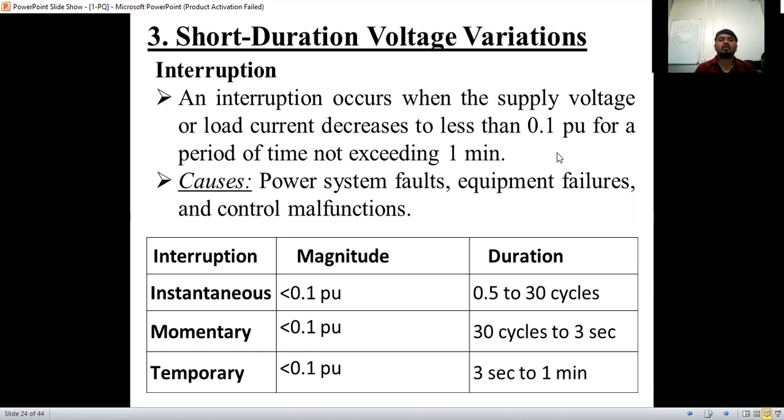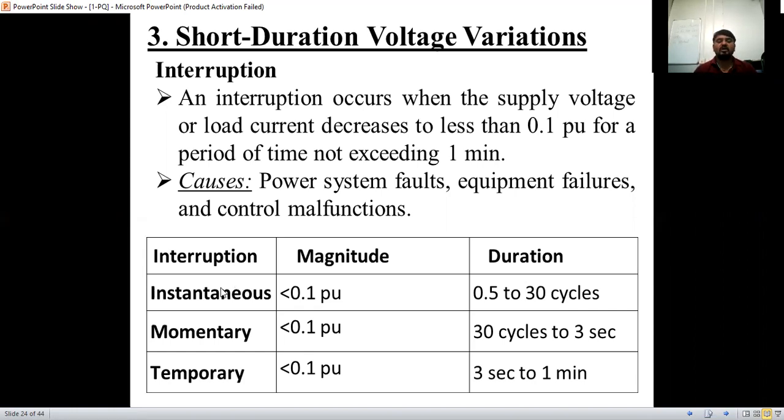These interruptions occur particularly for system faults. If any equipment fails, then also it is going to occur. And if there are control malfunctions, or a mismatch such as positive and negative reversed, on that condition also it is going to occur. It is going to operate in three types.